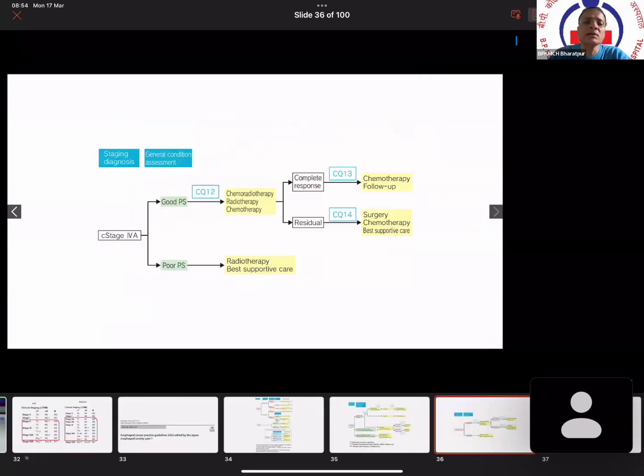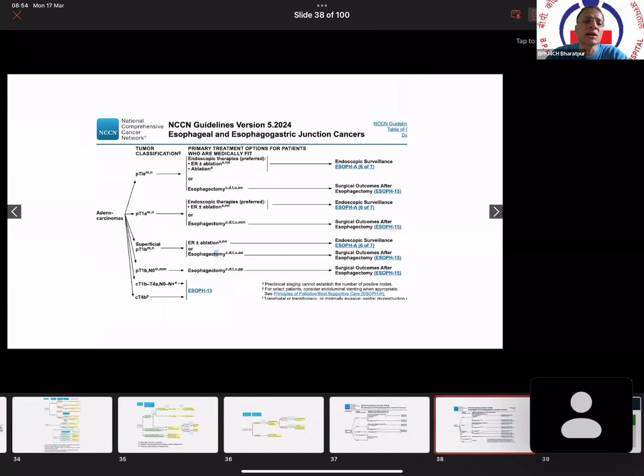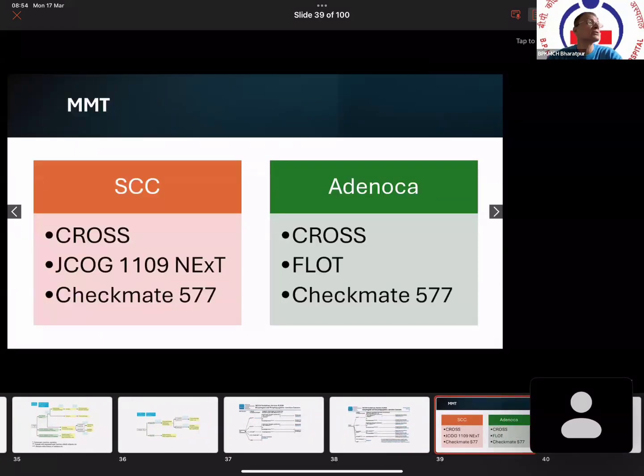So the same thing has been shown. And if you look into the NCCN guideline for the squamous cell carcinoma, for the earliest stage, we can do the esophagectomy. But for the locally advanced stages, they always start with some sort of neoadjuvant treatment. It is the guideline from the NCCN and also the European Society of Medical Oncology.